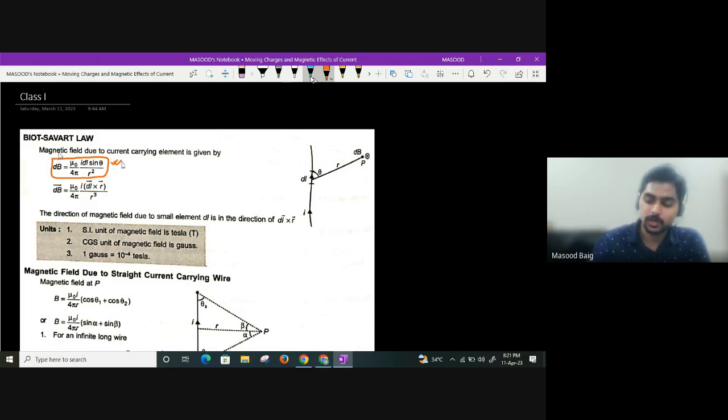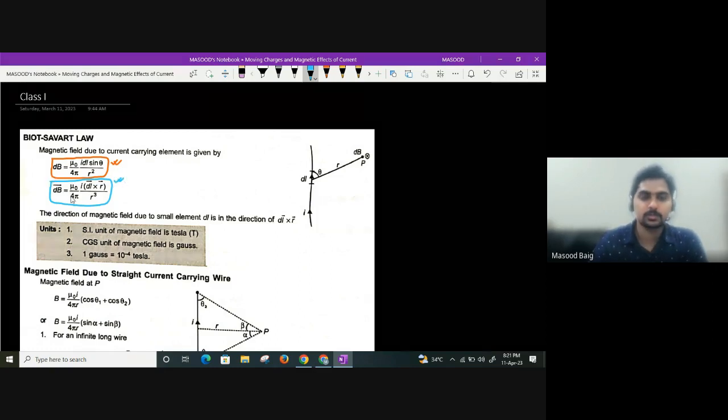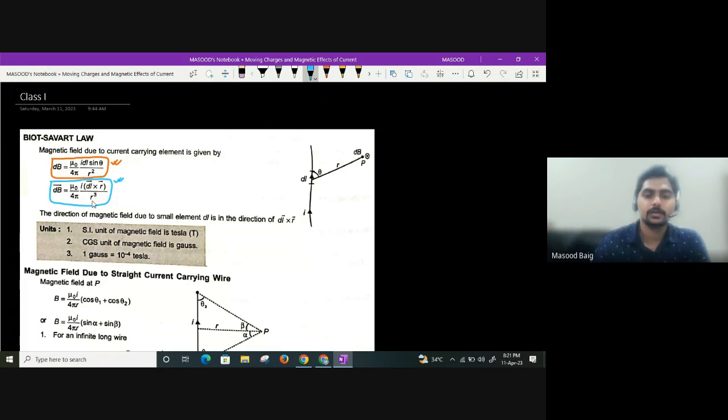But if I want to write it in terms of vector notation, guys, the magnetic field, as you can see, will be in the direction of dl bar cross r bar. So in vector form, it is given as mu naught by 4 pi, I into dl bar cross r bar divided by r cube. And always remember, dl bar direction will always be taken in the direction of flow of current. And as you can see, the small magnetic field will have the same direction as that of dl bar cross r bar.